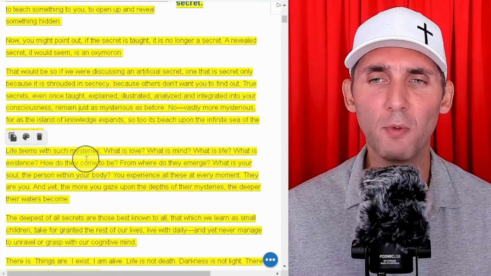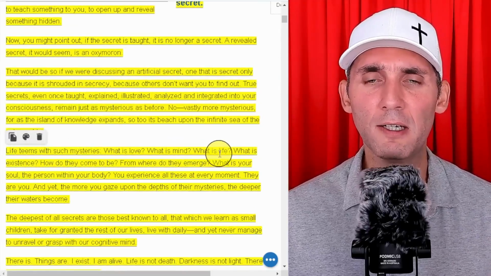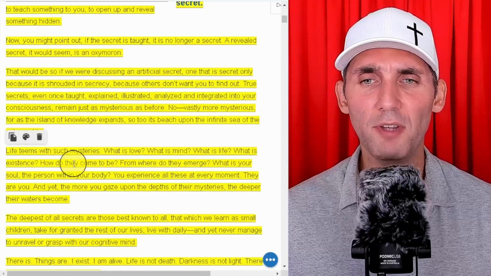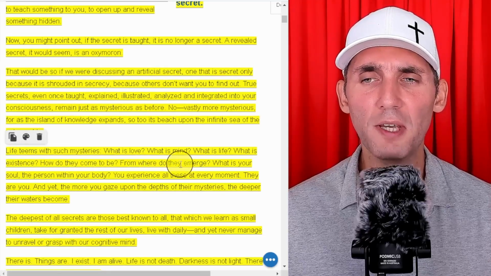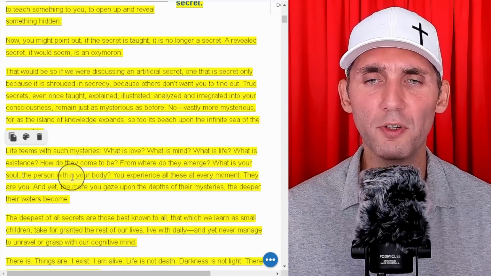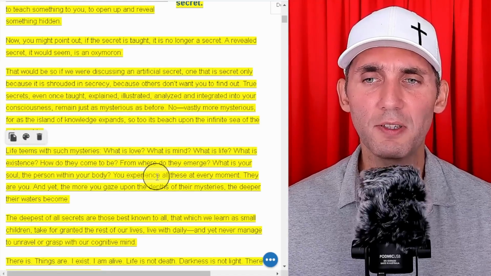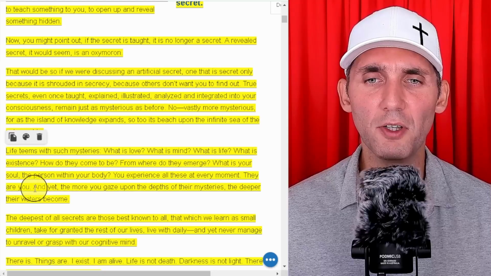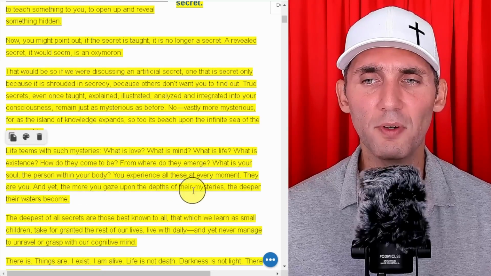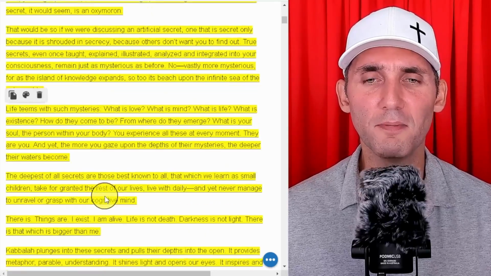"Life teems with such mysteries. What is love? What is mind? What is life? What is existence? How do they come to be? From where do they emerge? What is your soul, the person within your body? You experience all these at every moment. They are you, and yet the more you gaze upon the depths of their mysteries, the deeper their waters become."